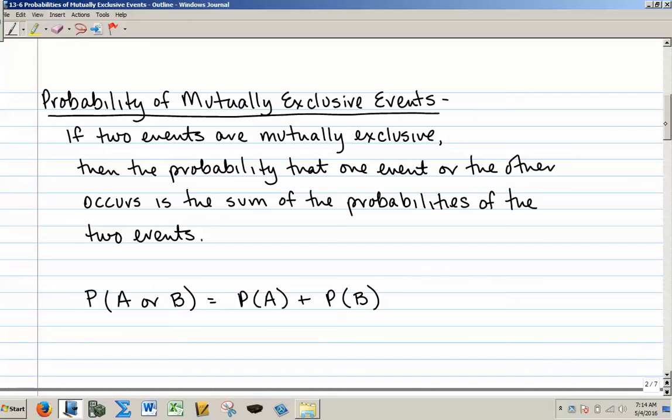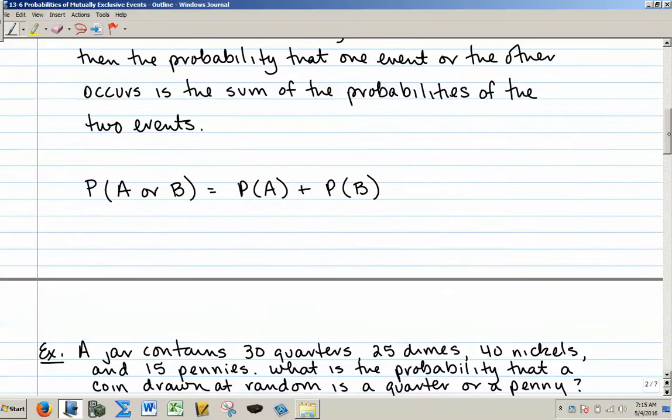So the probability of mutually exclusive events is defined as follows. If the two events are mutually exclusive, then the probability that one event or the other occurs is the sum of the probabilities of the two events. In the previous section, we multiplied the two probabilities, and if you'll notice, that's when we used the word and. When two events are happening, you multiply. In this section, we're looking at the probability of one event happening, where the two events cannot be happening at the same time. In this case, if you see the word or, you're going to add them together.